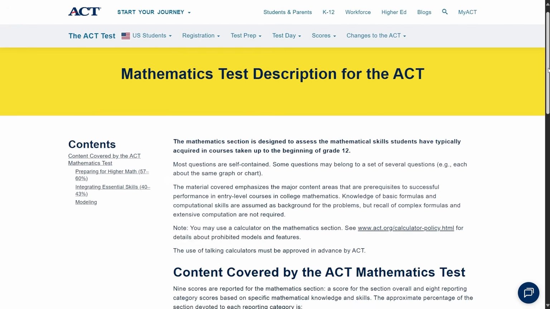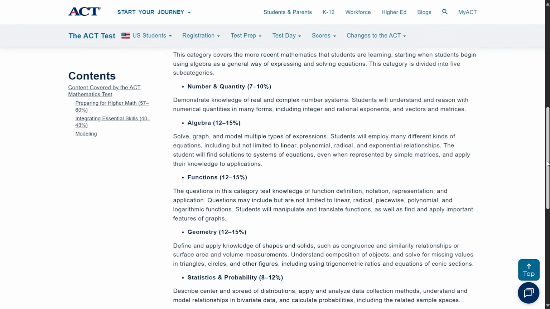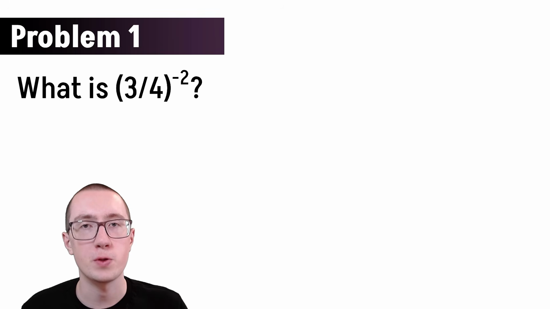According to the ACT website, there are 5 different kinds of math that could be on the exam. So here are 5 example problems, one for each of those types of math so that you'll be ready for the exam. So here's the first example that we'll be doing in this video. It says, what is 3/4 to the power of -2?